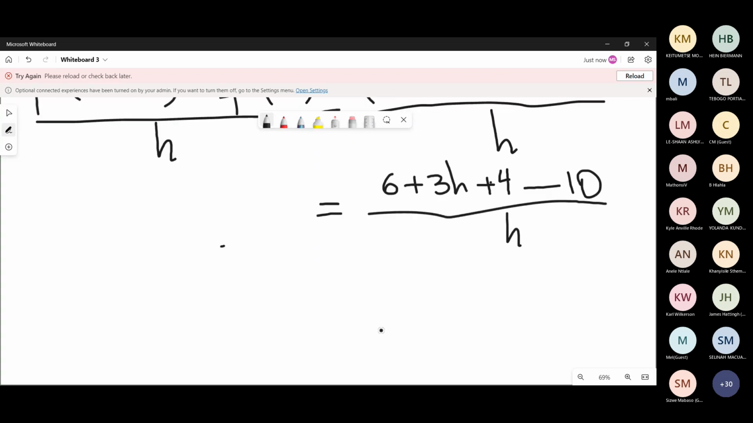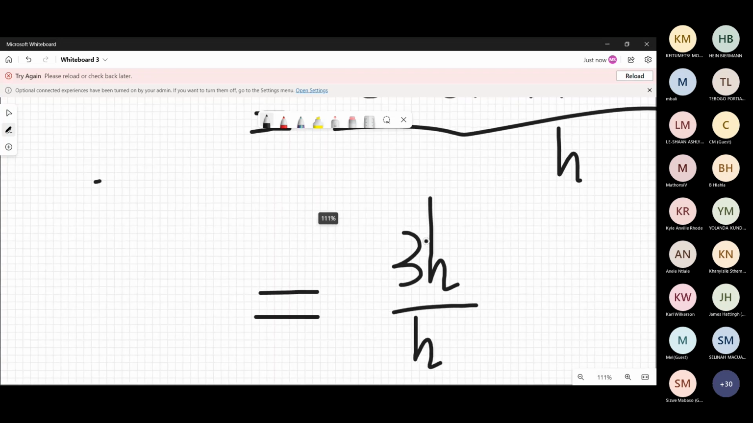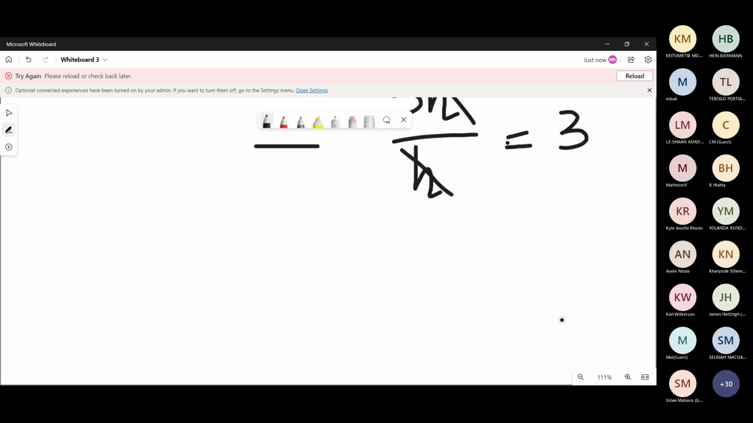Right. If we continue the calculation, what do we obtain? 3h over h. Yes, 3h over h. And if we simplify by h, or what we say, we take the limit when h goes to 0, we can simplify here h, right? And this gives us exactly the number 3, right? What does it mean then? What do we then have here?